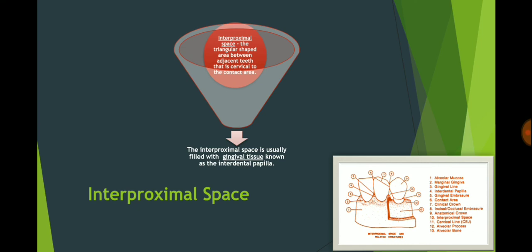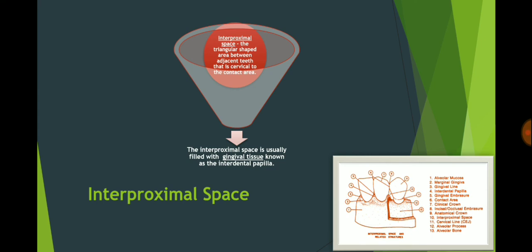Now, the interproximal space is the triangular shaped area between the adjacent teeth that is cervical to the contact area. So interproximal space is cervical to a contact area. The interproximal space is usually filled with gingival tissue known as interdental papilla, okay? You can see a picture here.